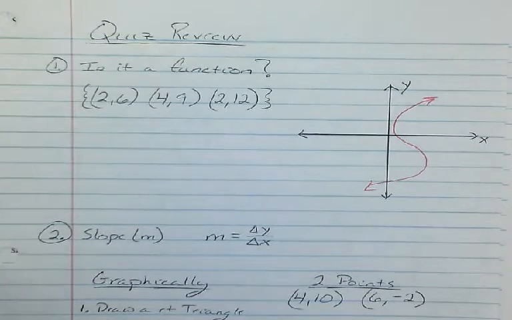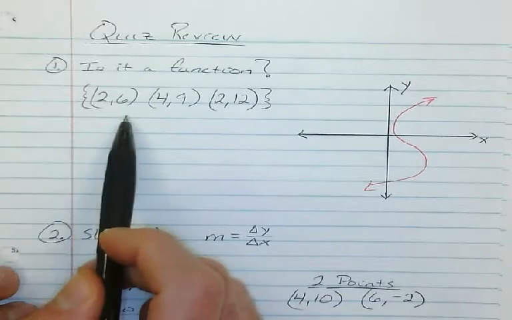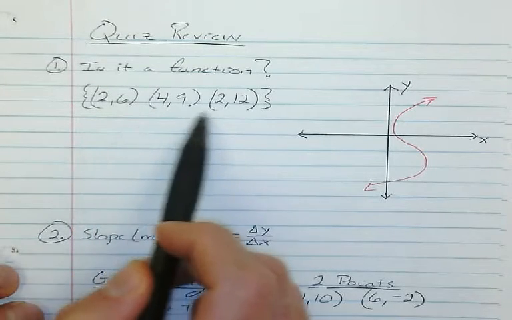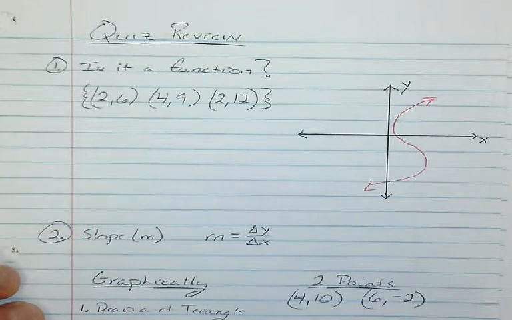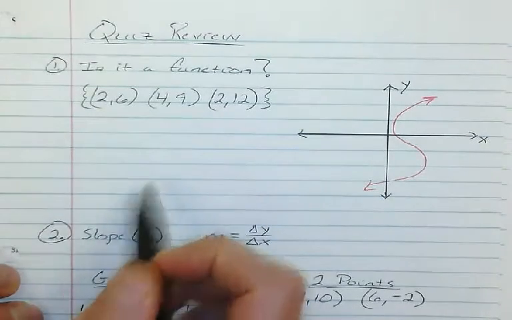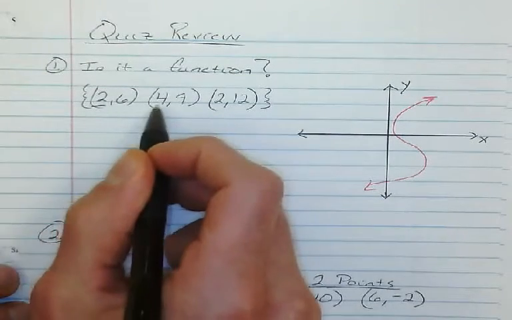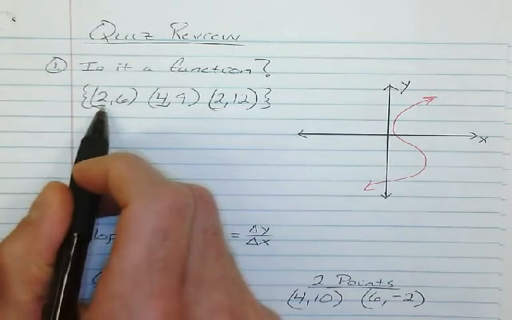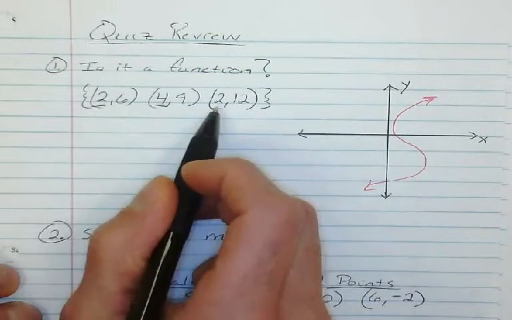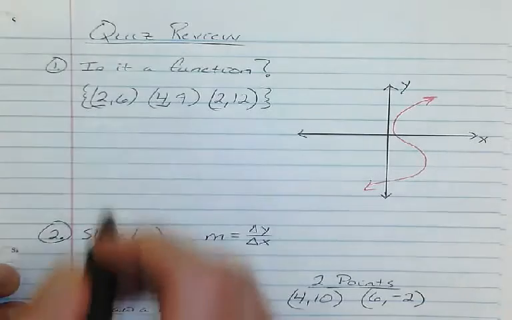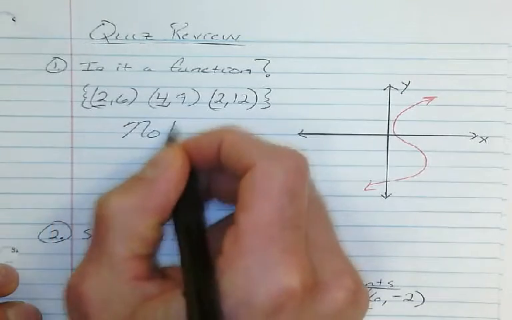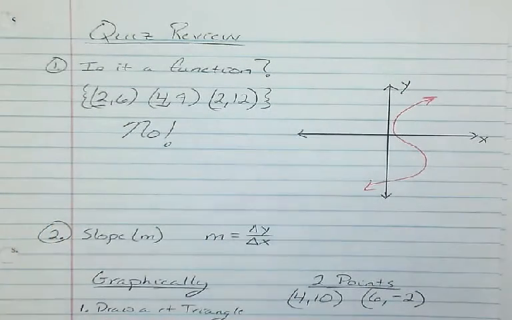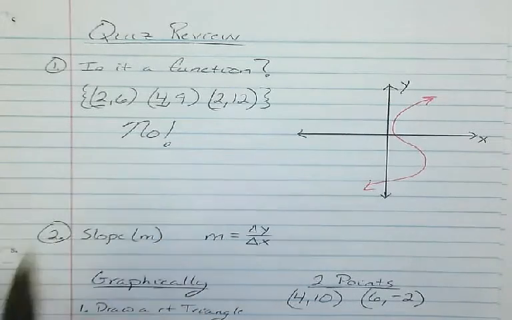Now you may get a set of points like (2, 6), (4, 9), and (2, 12). Is that a function? You look at the x values, the inputs. Do any of them repeat? 2, 4, 2. Ooh, they do repeat. So 2 gets mapped to 6, and 2 also gets mapped to 12. So this is not a function. It's not a one-to-one mapping, as we like to call it in math. 2 has 2 outputs.